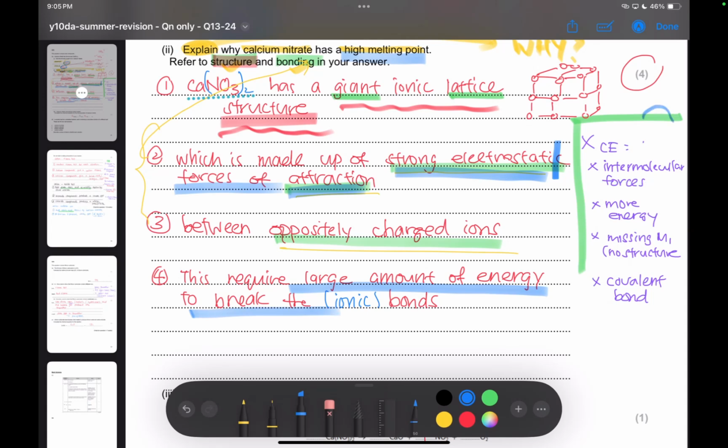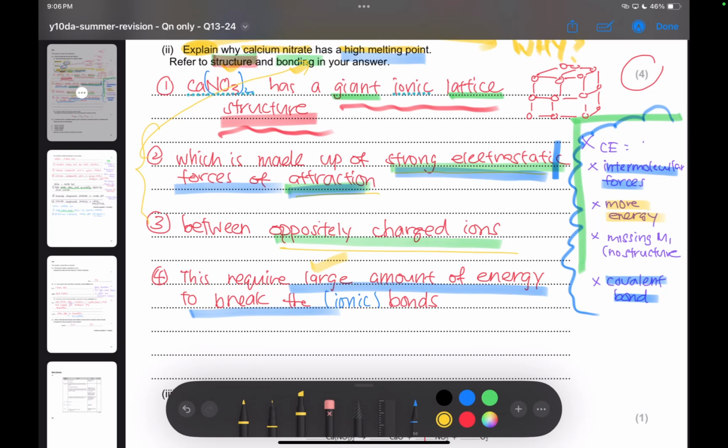Okay, if you look at the right hand side, CE refers to the common errors that students tend to make. Anytime you mention simple covalent bond or anything about covalent bonding, you get no marks here. The next one is, this is not a comparative question. We are not looking at something versus something, like calcium nitrate versus carbon dioxide, for example. So there is no need for you to compare. And when there's no need to compare, if you use things like more energy is required or less energy is required, then you won't get marks as well. So go straight to the point. Just tell me that because of that strong bonding, it results in a large amount of energy. There is no comparison needed.